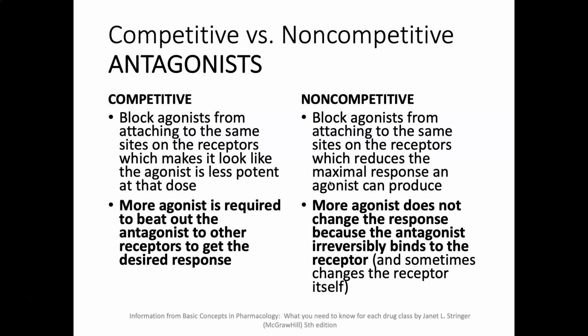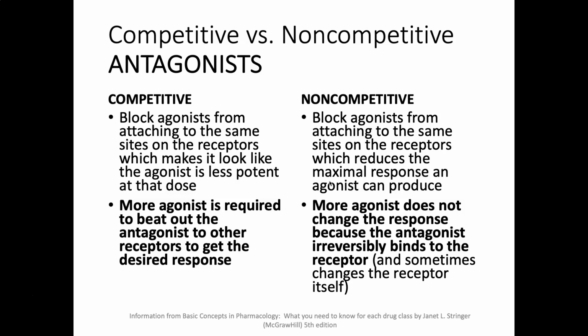Competitive versus non-competitive antagonists, and this is where it gets kind of sticky. Competitive antagonists block agonists from attaching to the same sites on the receptors, so it makes it look like the agonist is less potent at that dose. More agonist is required to beat out the antagonist to other receptors to get the desired response. So if you've got a competitive antagonist being given to a patient and you want to give them an agonist, you're going to have to use more of that agonist because of that competitive antagonist.